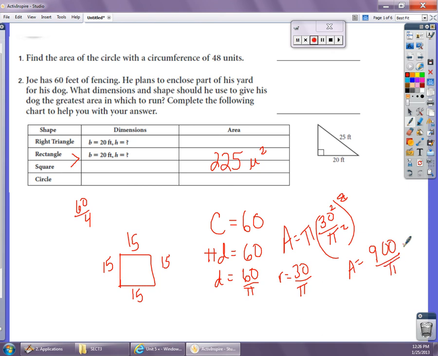When you do 900 divided by pi, I'm going to find the exact area because I want to compare it to the 225. You end up with about 286.5. That's going to show you that even among all quadrilaterals, a square will yield the maximum area, but a circle, using the same amount of fencing, gets you even more room inside. That's a lot of times why, when you think of stadiums or pools, you'll see a circular fence on the outside, because that uses the least amount of fencing for the maximum amount of area.